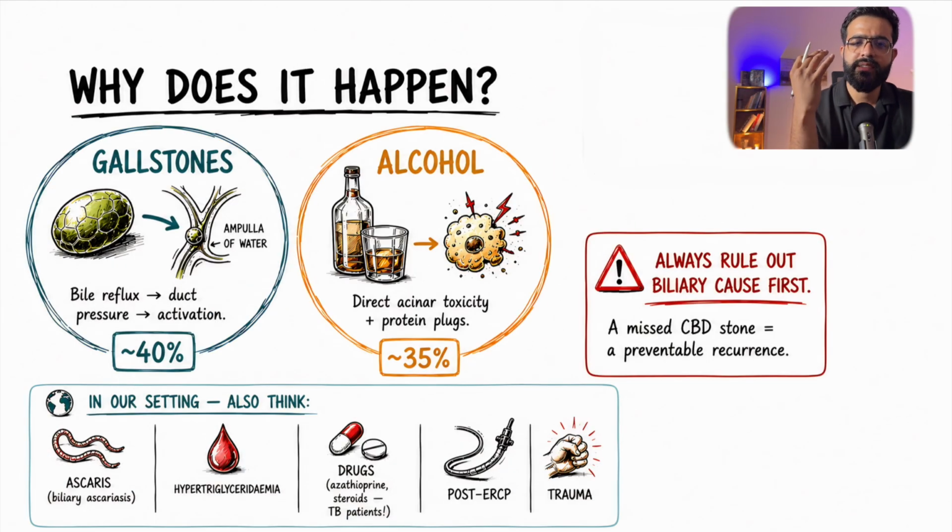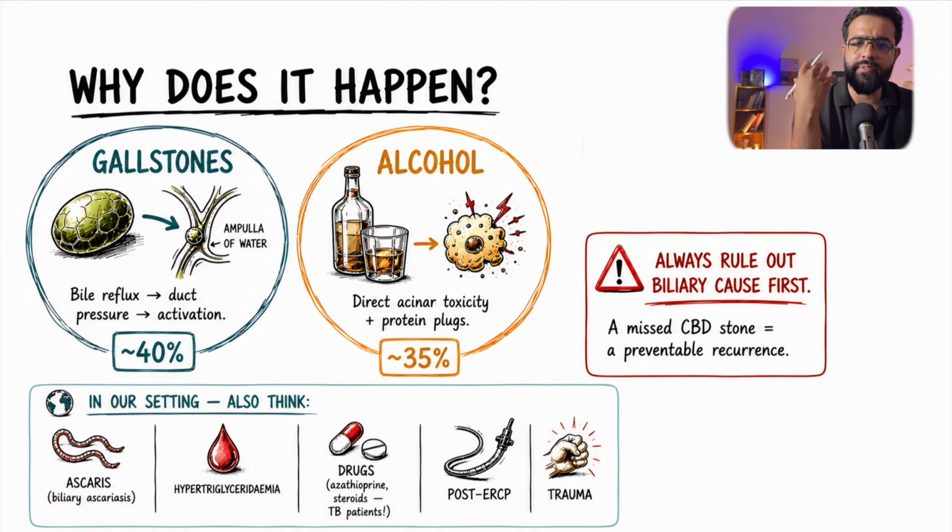Okay, now the causes. What triggers the autodigestion? There are two giants worldwide, gallstones and alcohol. They account for roughly 80% of the cases. Gallstones cause pancreatitis by obstructing the common channel at the ampulla of Vater. Bile refluxes back into the pancreatic duct, pressure builds, and the acinar cells get injured. The zymogens activate, and the war begins.